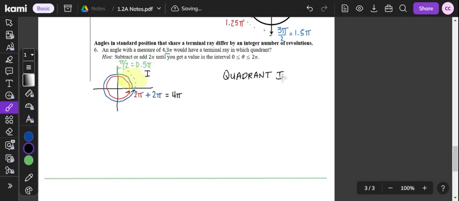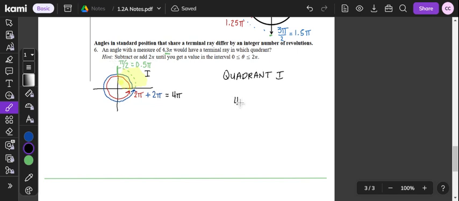Now, another way to do it, the way the hint wants you to do it, says subtract or add 2 pi until you get a value in the interval from 0 to 2 pi. So we want to keep going until we get something in between 0 and 2 pi. So 4.3 is greater than 2. If we have passed 2, that means we probably want to subtract that away.